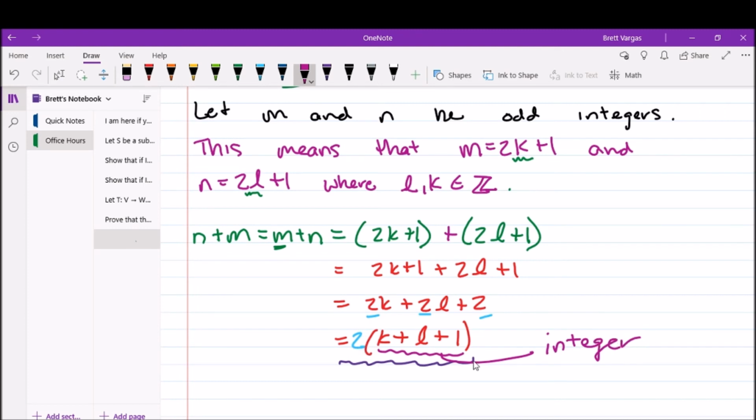And 2 times any integer is going to be even. So that just means that this is even. So this implies that 2 times k plus L plus 1 is equal to some even number, by the definition of even numbers. And then you're done. The proof is over.